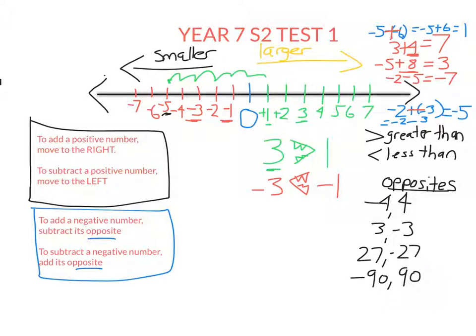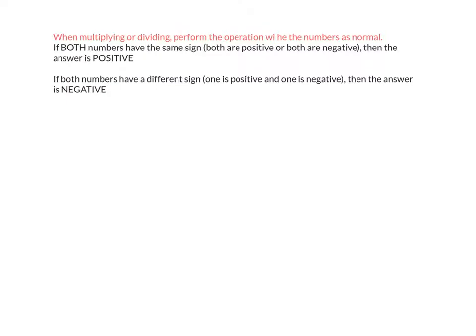All right, let's look now at multiplying and dividing. Please pause and copy this down if you need. So we follow these rules when multiplying or dividing. You'll have two numbers to multiply and divide. If they both have the same sign, meaning both are positive or both are negative, the answer is positive. And if they have a different sign, the answer is negative. So what do I mean by that?